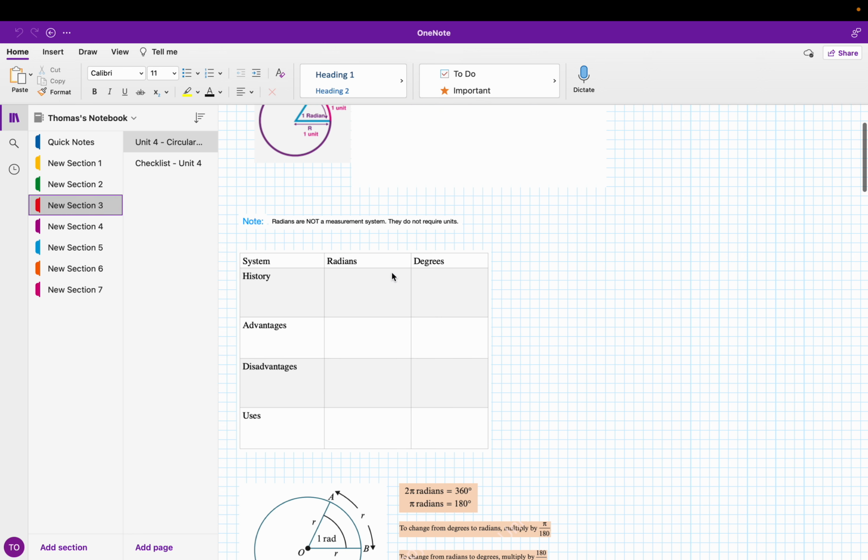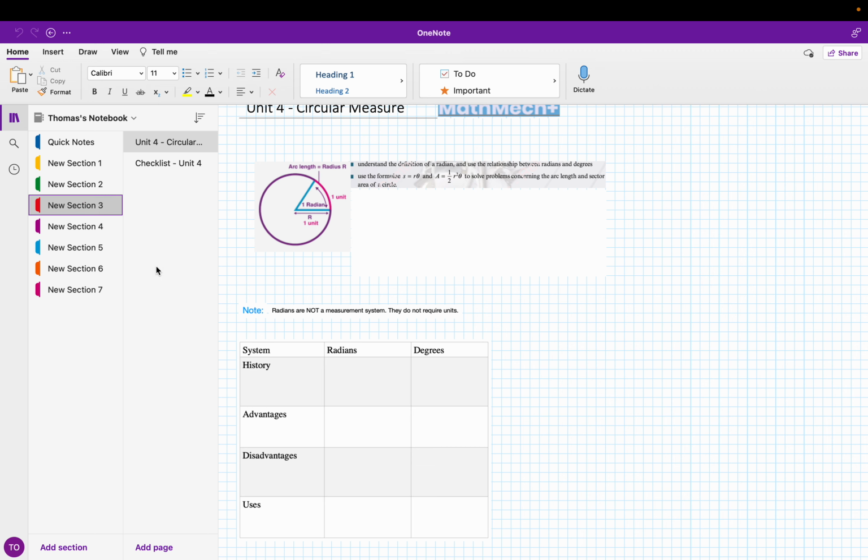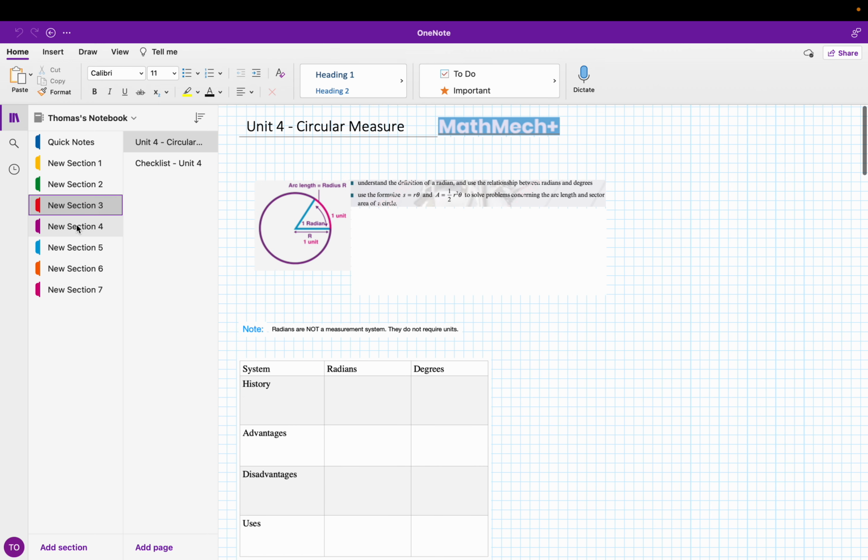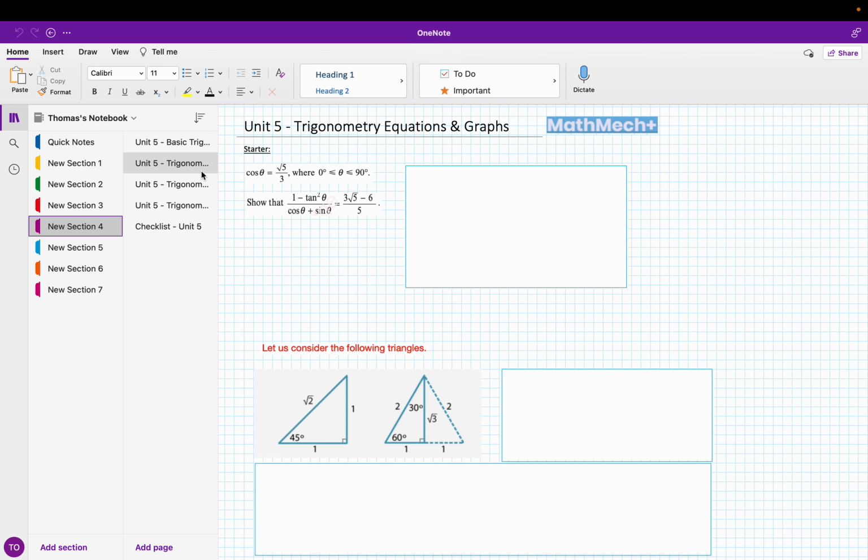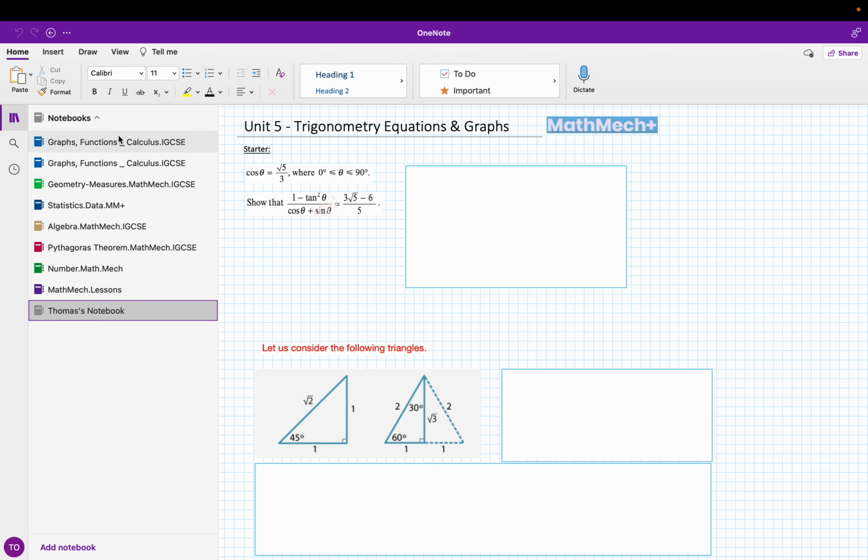Circular, so the history of radians is actually quite interesting. Degrees even, back to Babylonian times and so on. Trig identity, so after this there's sequences and series, like the sequences of grade 10, and calculus, which is differentiation and integration. So that's, in a not so expansive way, just a little tour of the OneNote that we'll be using for digital tablets in MathMech Plus. Okay, thank you.